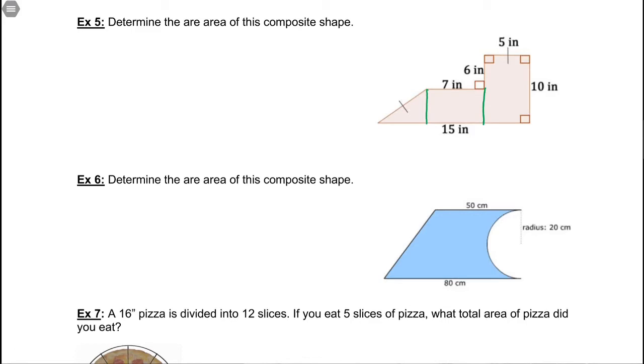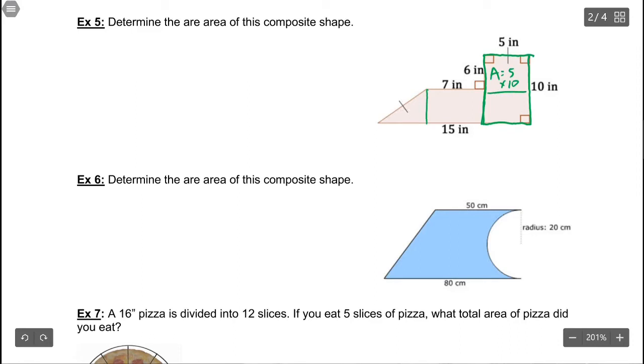And then I can figure out the area of each of these pieces. This is 5 and this is 10. So I can actually find the area of this rectangle. My area is 5 times 10, and 5 times 10 is 50 inches squared.